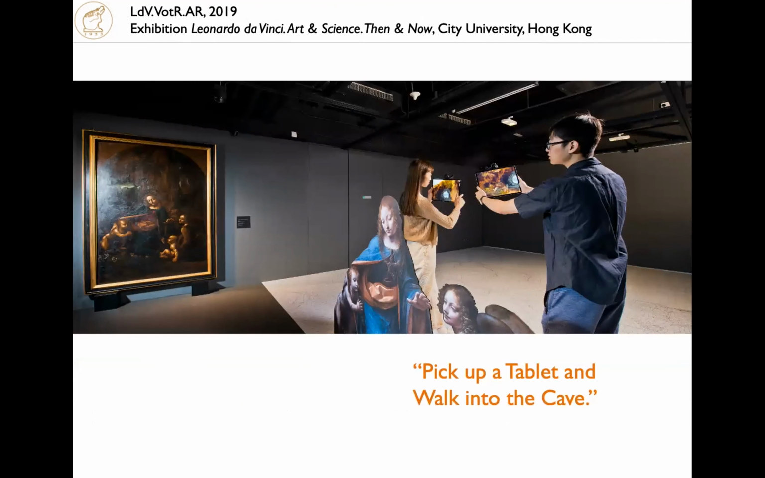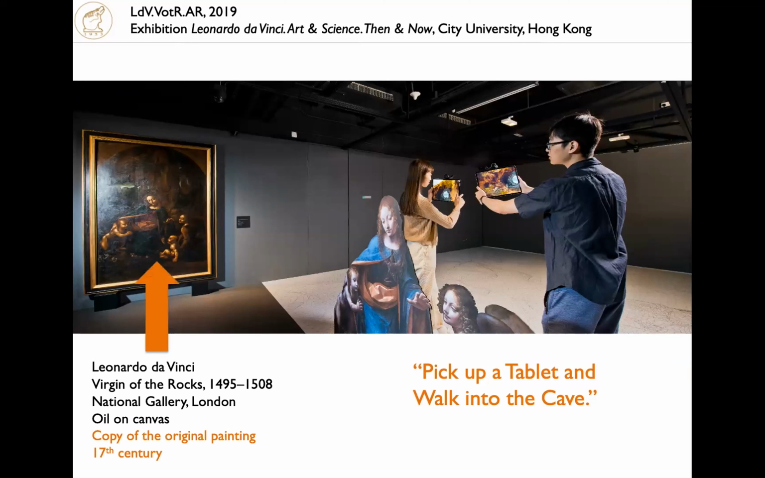Let's have another example. That's the exhibition Leonardo da Vinci, Art and Science, Then and Now, also from City University of Hong Kong. Pick up a tablet and walk into the cave. It's an invitation for an augmented reality discovery of a virtual cave. The cave is based on the painting Leonardo da Vinci, Virgin of the Rocks. This is a copy of the original painting from the 17th century. So that means it was really an original painting which was there to see.